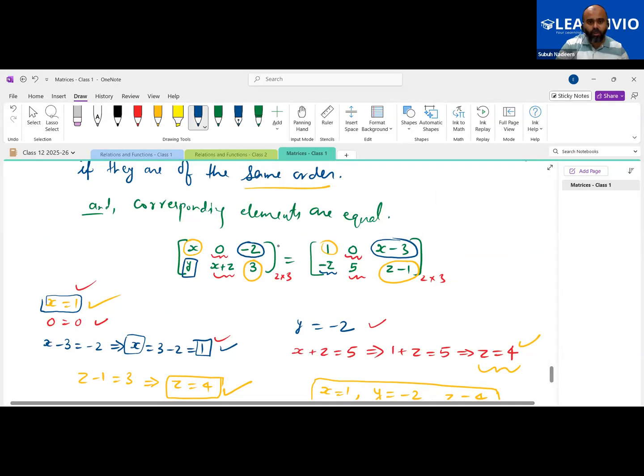Sometimes it may not be possible. Like if it was given here z plus 1, what will happen? Z plus 1 is equal to 3, so z is equal to 2. But here z is coming out to be 4 by another condition. So both cannot be possible simultaneously. So these two matrices can never be equal. So we have to check that all the conditions must be satisfied. All the corresponding elements must be equal.